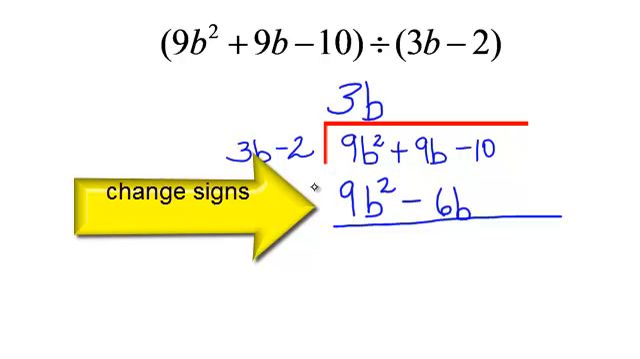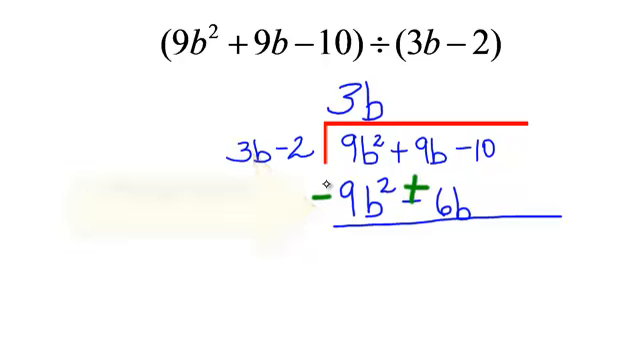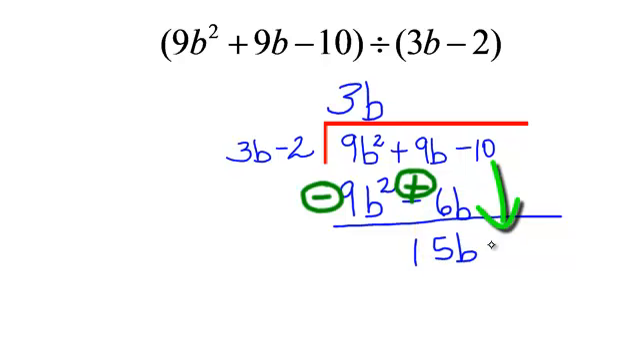Well, subtracting is just changing the sign. So instead of a positive, I'm going to make that a negative. Instead of a negative, I'm going to make this a positive. Sometimes I like to circle my signs to know which one I am looking at. So 9b squared and a negative 9b squared cancel. 9b and a positive 6b will be 15b. And then just like elementary school, bring down that next number.